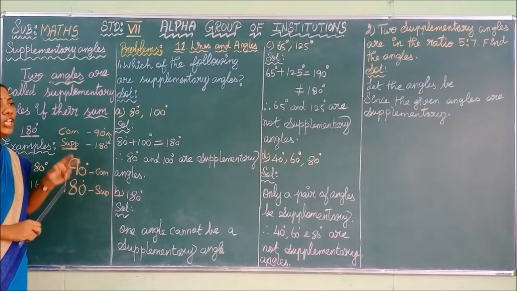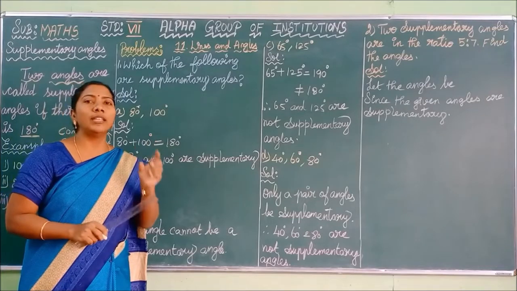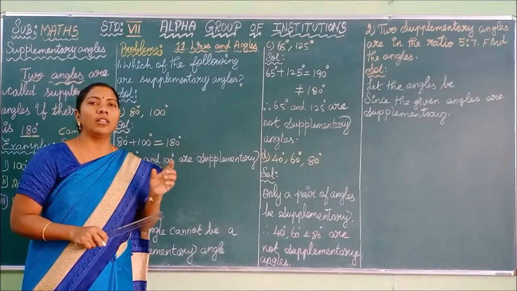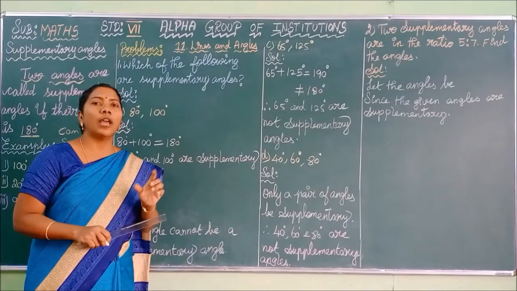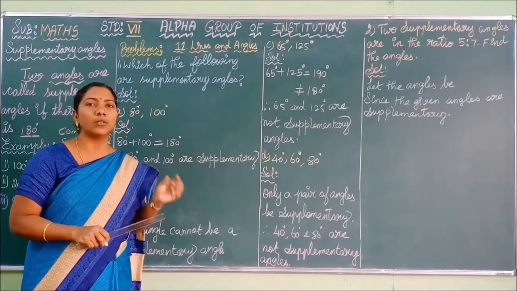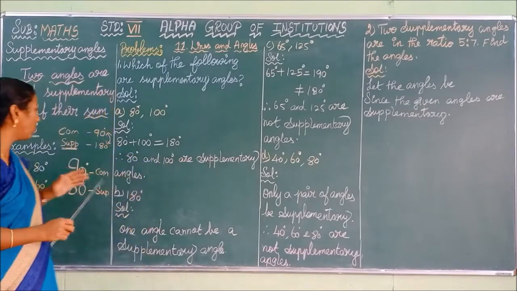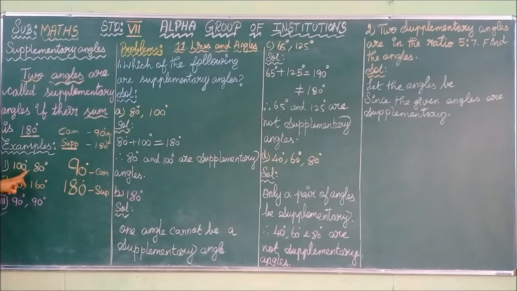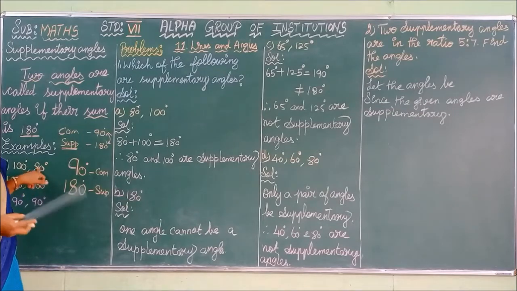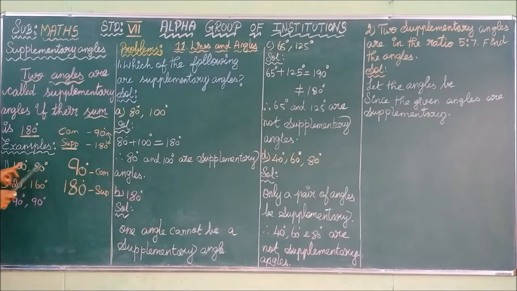If you add two angles and get the sum 90 degree, then we call them complementary angles. If you add two angles and get the sum as 180 degree, then you can call them supplementary angles. Okay, keep this in your mind. See some examples. 100 degree, 80 degree. Add these two angles, 100 plus 80, 180 degree. So these two angles are supplementary angles. Also listen carefully, children, we can call 100 degree a supplement of 80 degree. Similarly, we can call 80 degree a supplement of 100 degree.